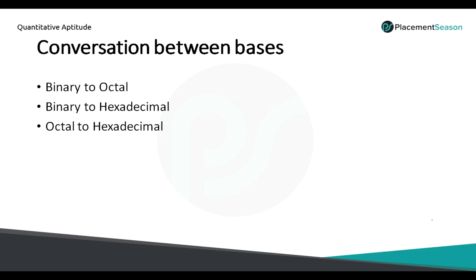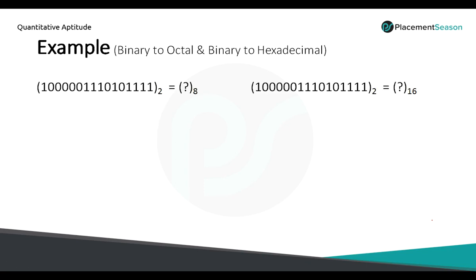Now let's look at how to convert between different number systems. So far we have discussed decimal to other and other to decimal. Let's look at how to convert from binary to octal and binary to hexadecimal as well as octal to hexadecimal. So let's discuss this with a simple example. Consider I need to convert the given binary number. This is the binary number. I need to convert this binary number to octal number.